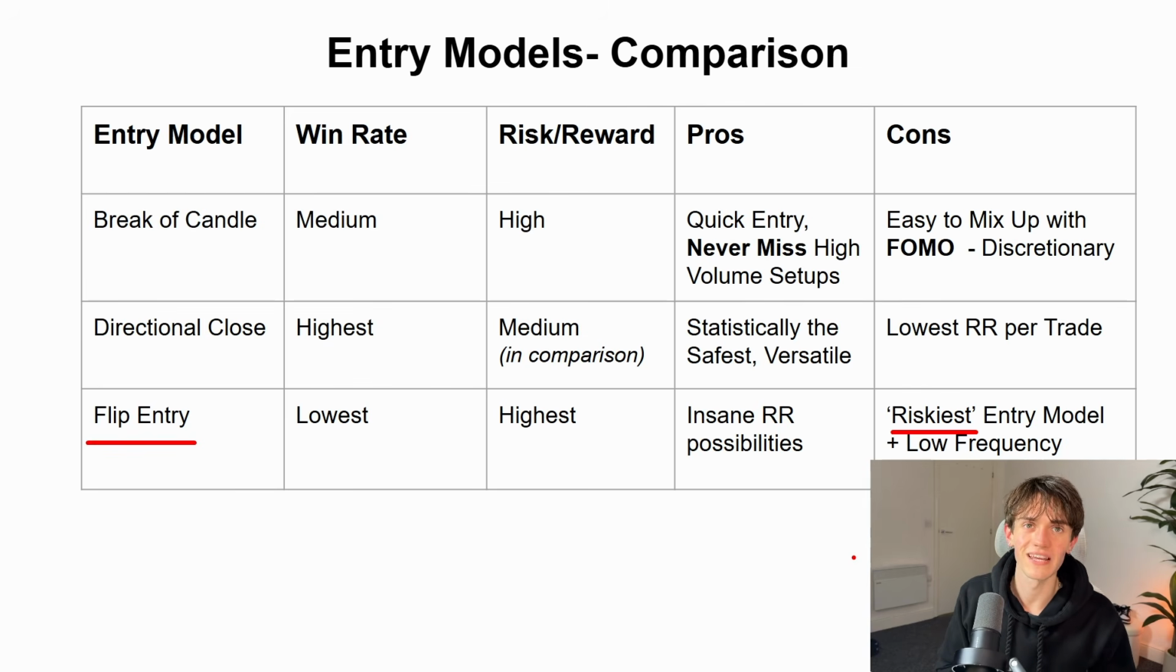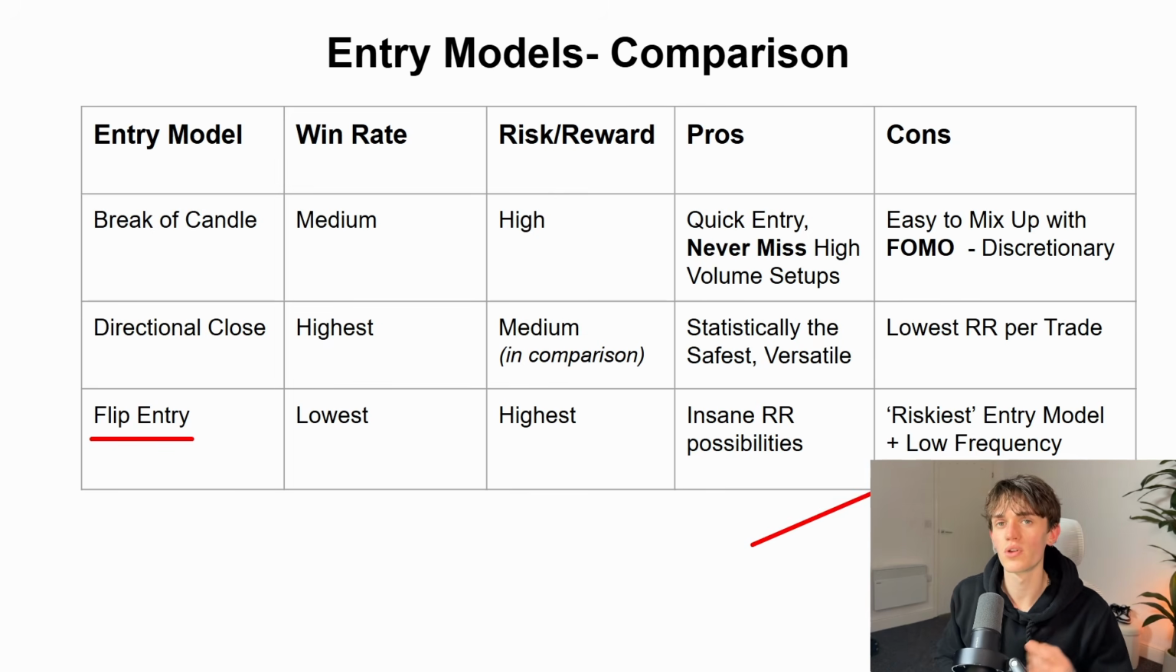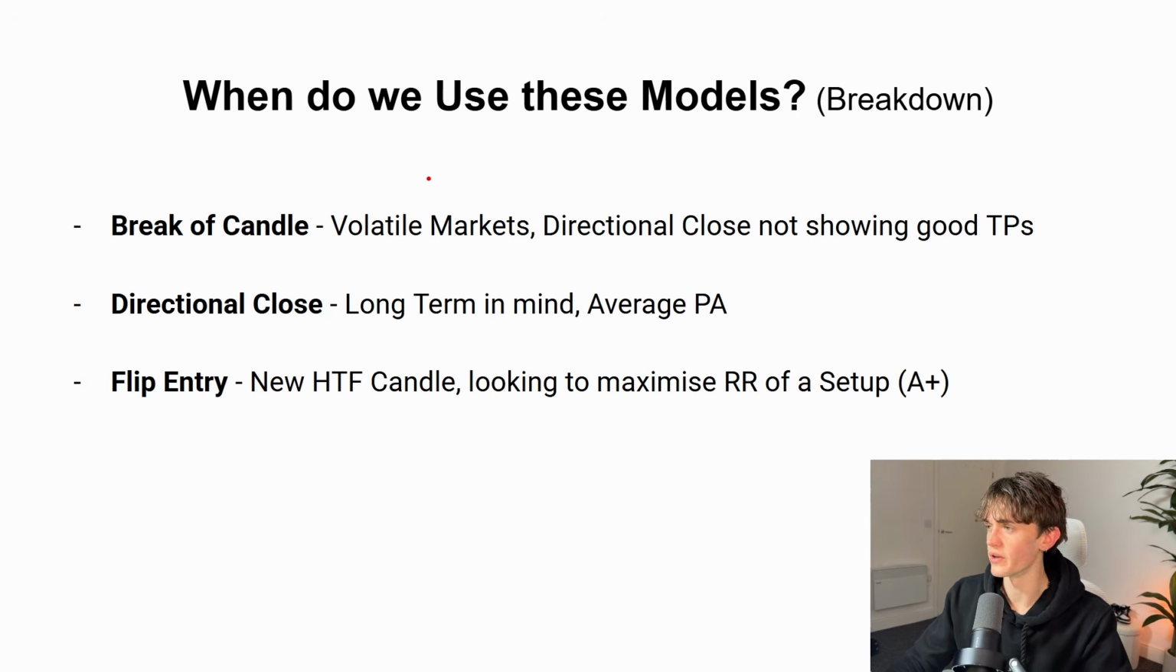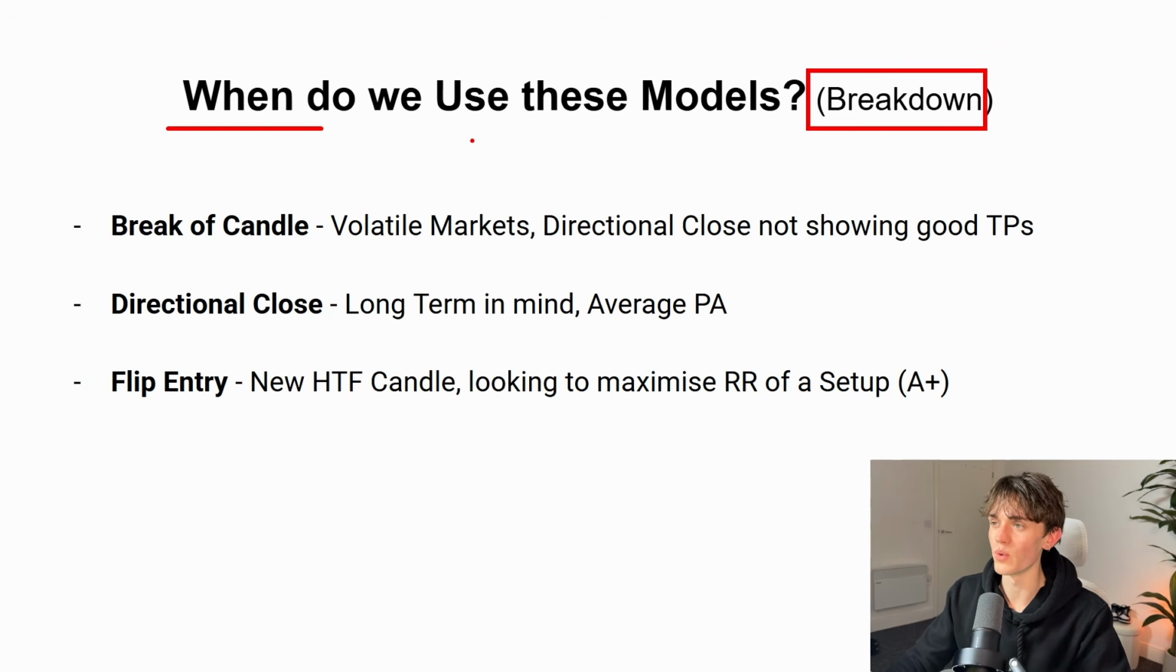To use it correctly, you need to wait for a new 30-minute or a new 1-hour candle. And that's where the low frequency is going to come from. There is only going to be 1 out of every 6 candles that has this confluence. Therefore, it's going to be so much more important to stay patient. And that is going to bring me on to the final point, which is just going to be a breakdown of when we actually use these.